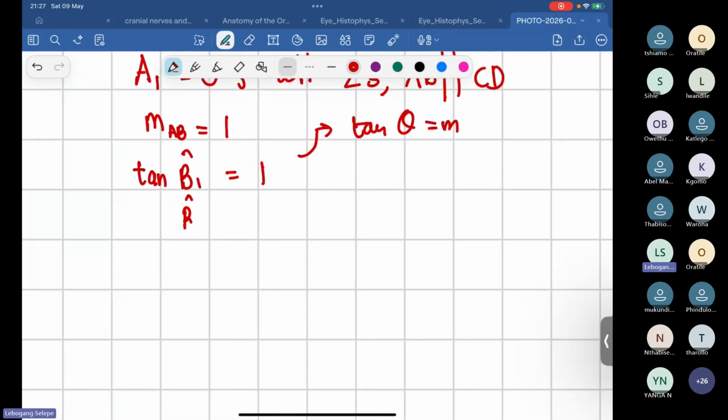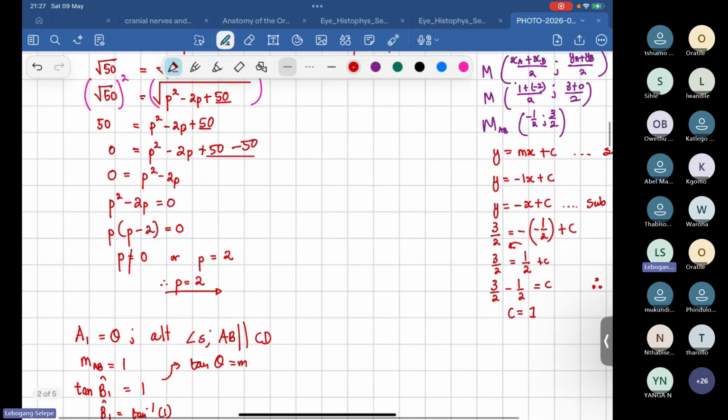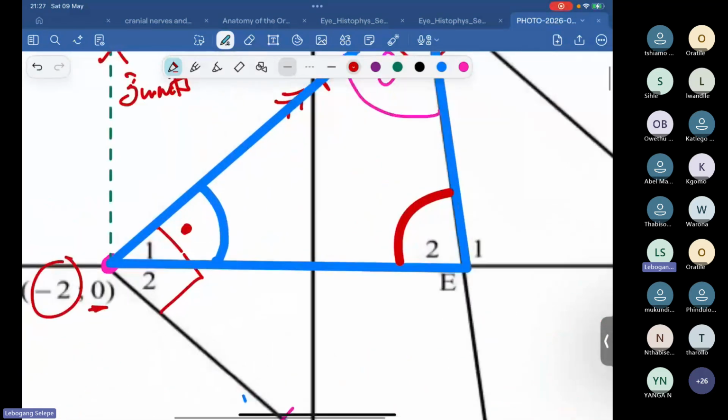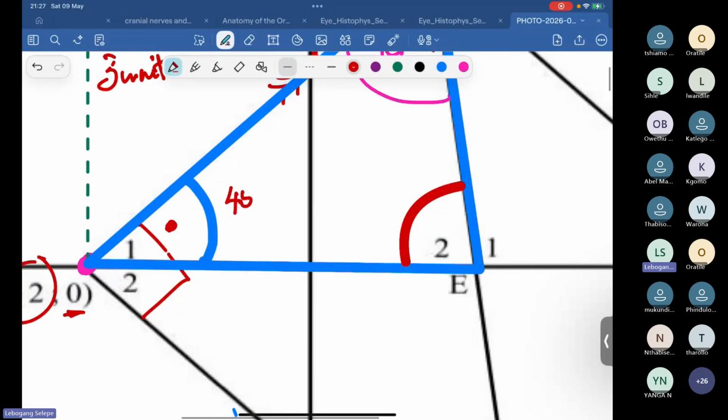Now, we're saying therefore angle B1 equals arctan 1, and therefore angle B1 should be equal to 45 degrees, if I remember my maths correctly. So now we have the first angle, which is this one right here. This angle is 45 degrees, like that.